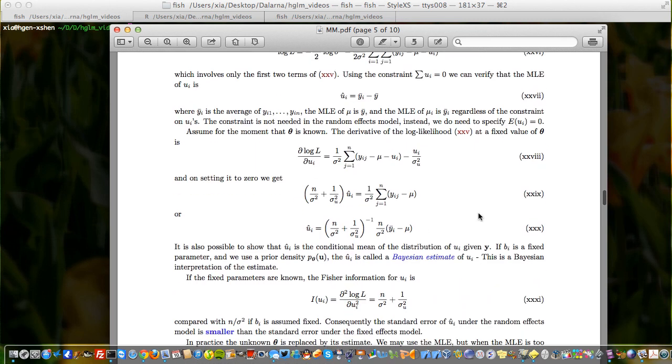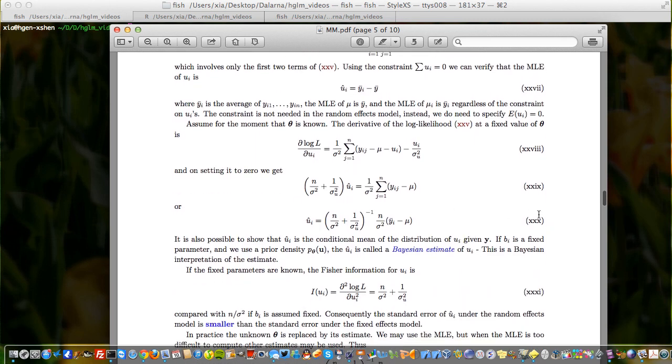So I jumped a lot, and just quickly to this page with a formula that I want to show here. Okay. So I'm going to introduce to you the difference between fixed and random effects in terms of the estimate size.